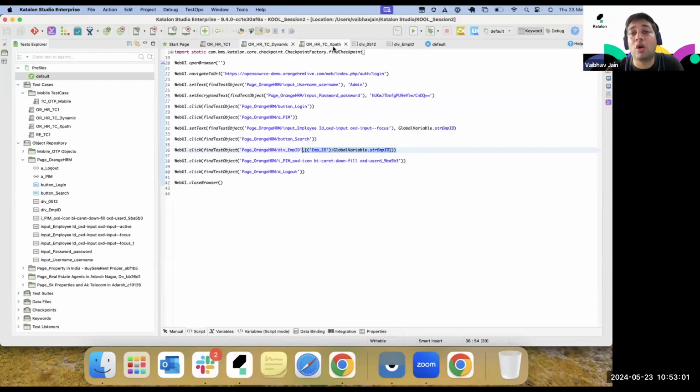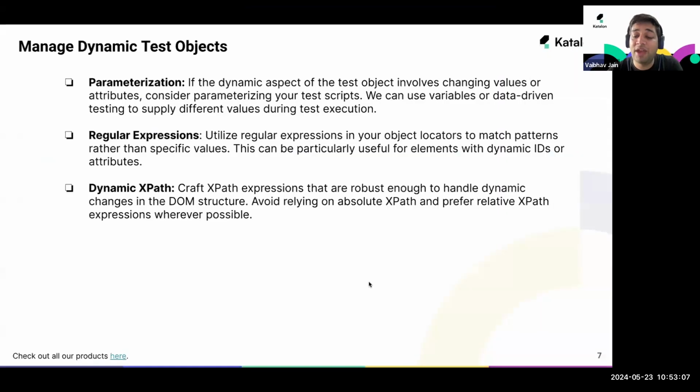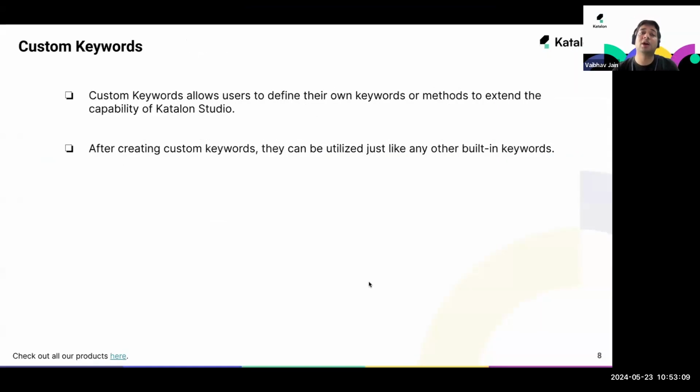Third, we are going to talk about how we can create a dynamic XPath. To work with the dynamic XPath, we have the option. We can always go with the custom keywords. So before I start with that, what are custom keywords?